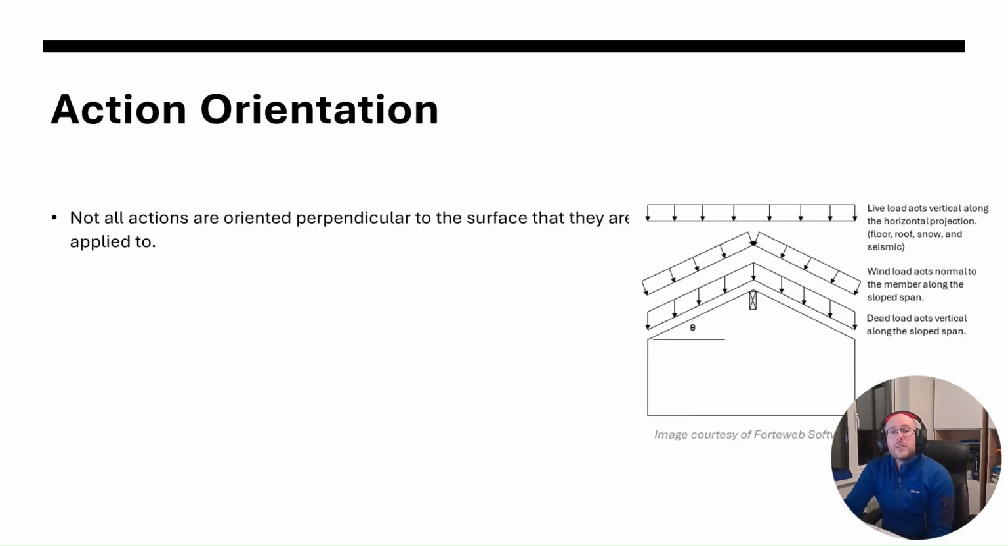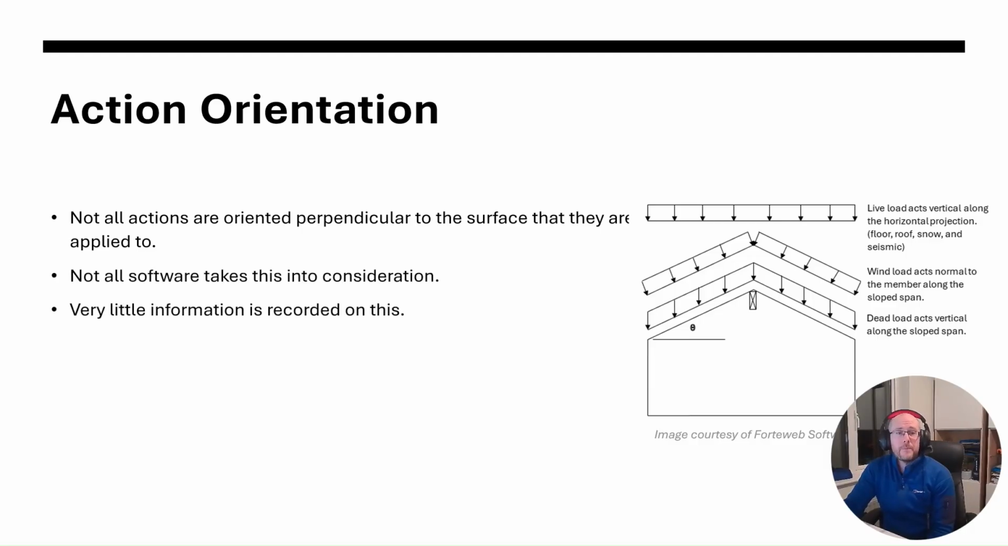So not all actions are orientated perpendicular to the surface that they are applied to. Not all software takes this into consideration, and very little information is recorded on this. So if you were to look at this picture over here, you can see that live loads in this instance are applied on a horizontal plane projected vertically, whereas the likes of a wind load is projected perpendicular to the plane that they are applied to.